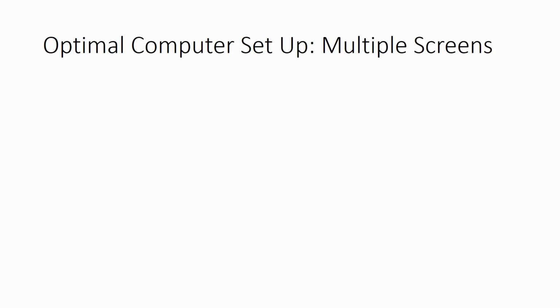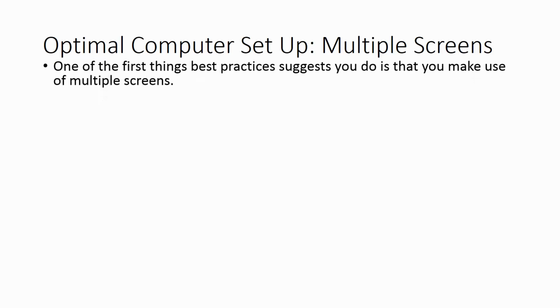Hello and welcome. Now in this video, we're going to be talking about the optimal computer setup, and that is to use multiple screens if you're not doing that already. One of the best practices when you are using Camtasia 9 is that you make use of multiple screens, and that can be the screen on your laptop as well as a monitor. It can be the screen on your desktop as well as another monitor. It can be two monitors.